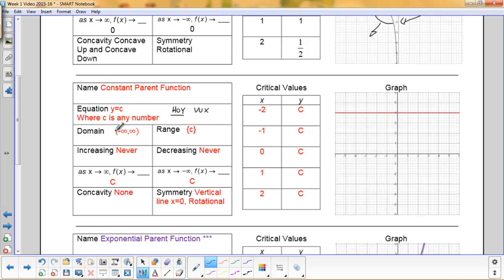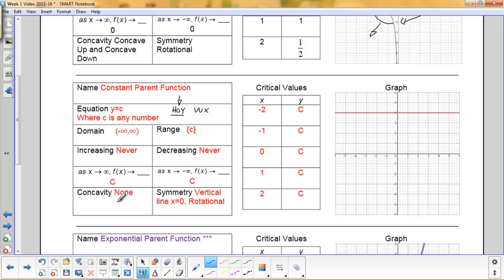The domain is always going to be the interval of negative infinity to positive infinity, and the range is going to be one number. It's whatever number you pick. So in this case, my range is 4. Notice it's never increasing and never decreasing. That's what the O is for in HOY. That's a 0 slope. And notice that as x approaches infinity, y is c. Doesn't approach it. It is the value of c.